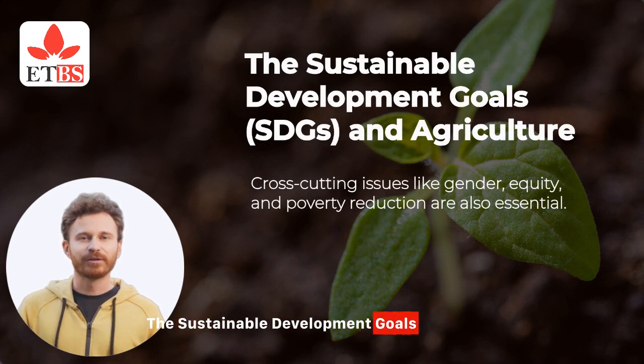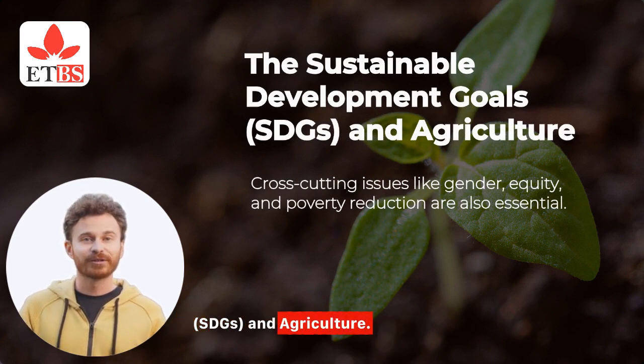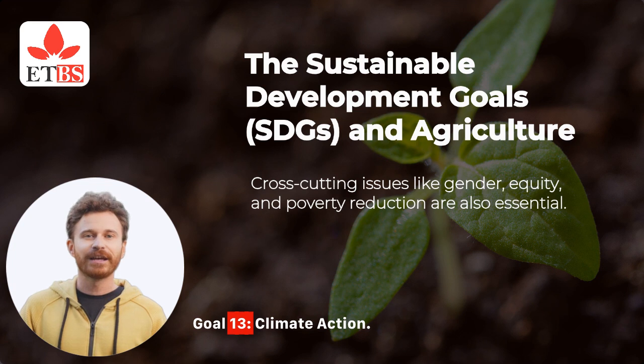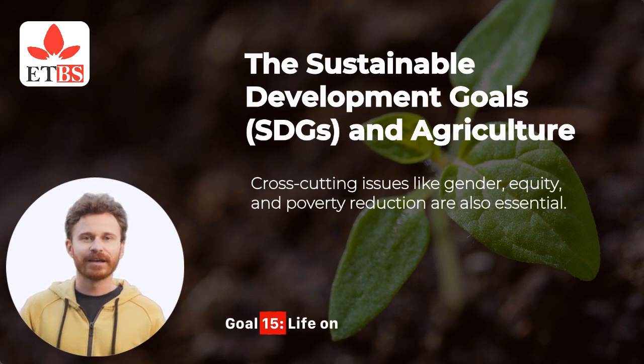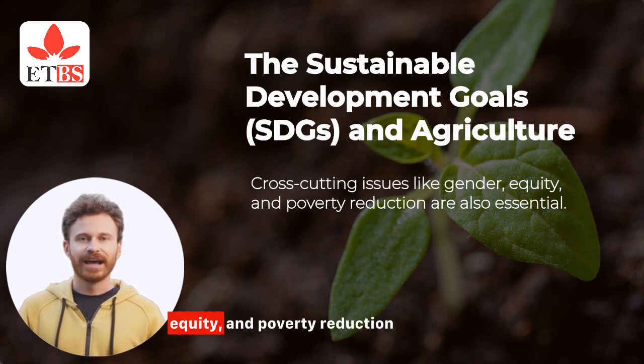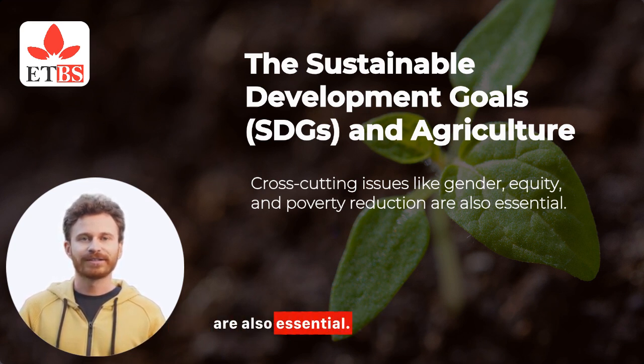The Sustainable Development Goals, SDGs, and agriculture. Agriculture is central to several SDGs: Goal 2, Zero Hunger. Goal 6, Clean Water and Sanitation. Goal 12, Responsible Consumption and Production. Goal 13, Climate Action. Goal 15, Life on Land. Cross-cutting issues like gender, equity, and poverty reduction are also essential.